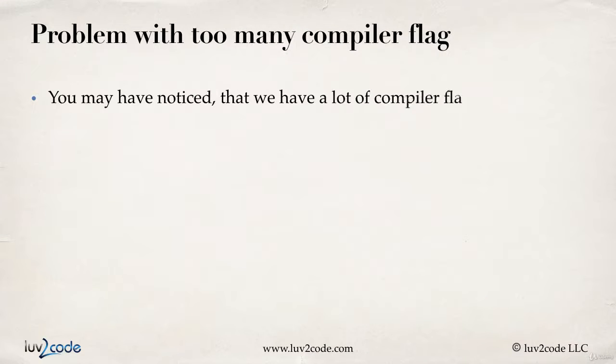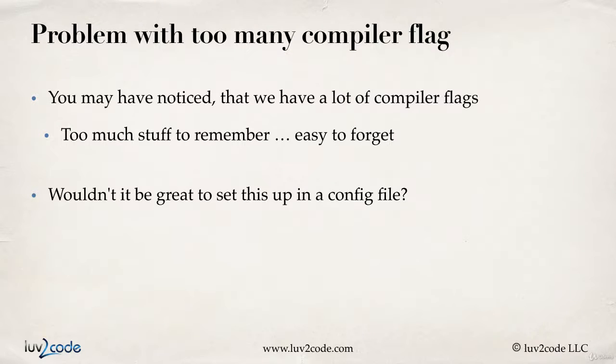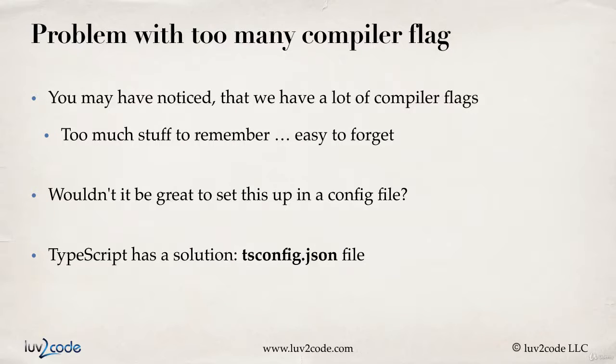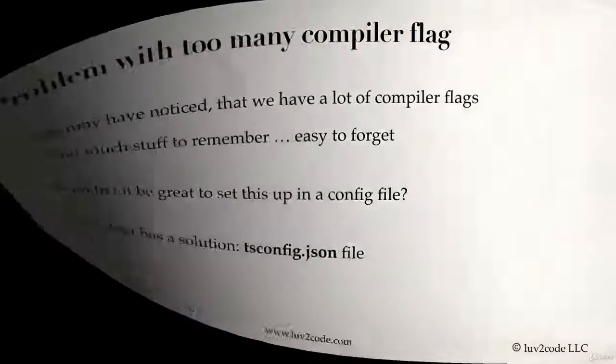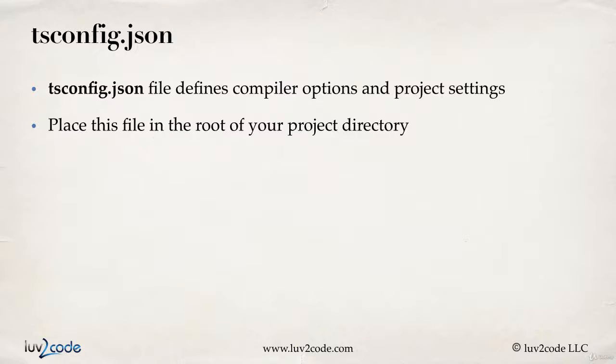You may have noticed that we have a lot of compiler flags. It's too much stuff to remember and it's really easy to forget. So wouldn't it be great to set this up in a configuration file? The answer is yes, and TypeScript has a solution. They have a config file called tsconfig.json. This tsconfig.json file defines compiler options and project settings. You simply place this file in the root of your project directory.